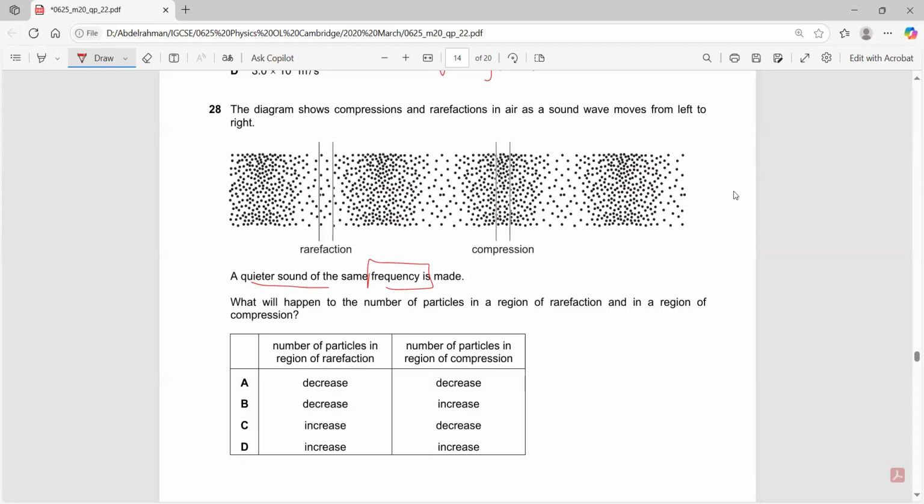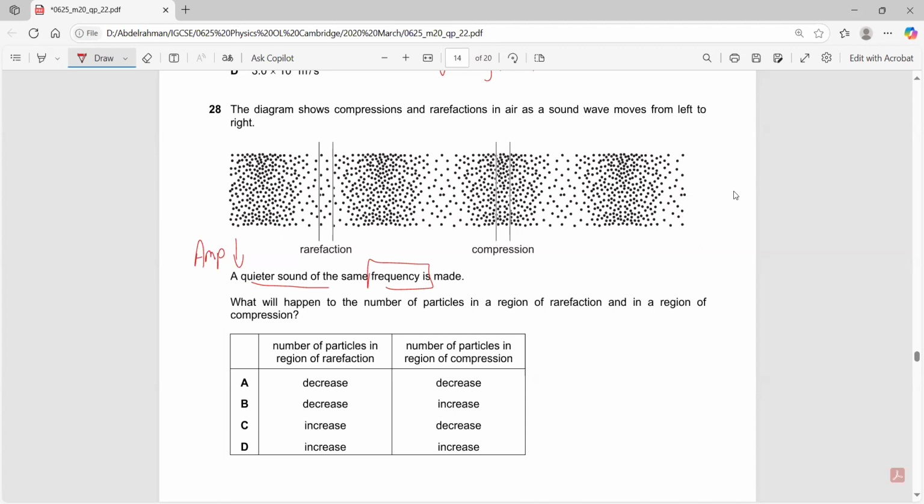amplitude, let me write it down, as the amplitude decreases, the compressions get less compressed and the rarefactions get less rarefacted. What do I mean by less compressed and less rarefacted? The number of particles in a compression wouldn't be as compressed as the initial wave, and the number of particles in the rarefaction wouldn't be as much rarefacted as before.